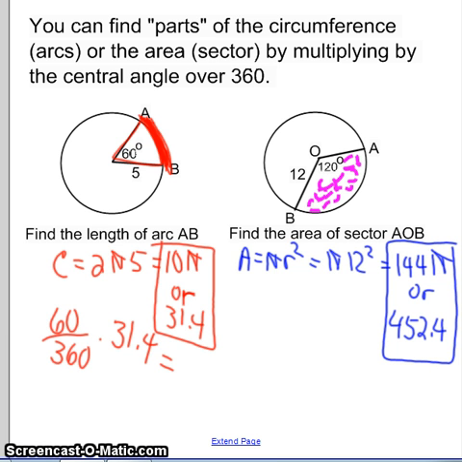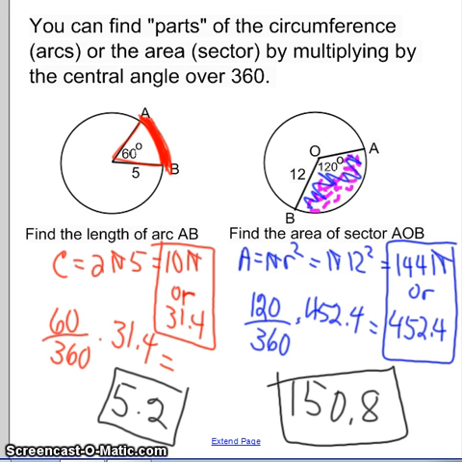Likewise, in the problem on the right, we're only concerned with 120 degrees of the area, so it's going to be 120 out of 360 degrees in a circle times 452.4. And so after we multiply it out, we get that the portion of the circumference in the circle on the left is 5.2, and the portion of the area in the circle on the right is 150.8.